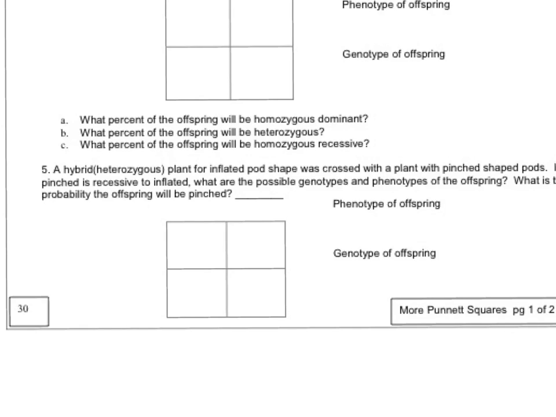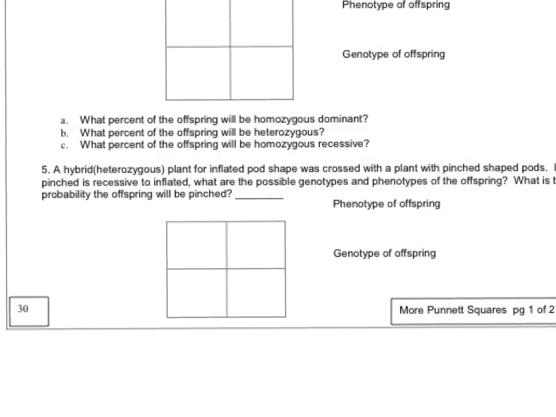Alright, this is the last Punnett square practice problem on page 30, Punnett square practice number 5. It says a hybrid heterozygous plant for inflated pod shape will be crossed with a plant with pinch-shaped pods. If pinched is recessive to inflated, what are the possible genotypes and phenotypes of the offspring, and what is the probability that the offspring will be pinched?